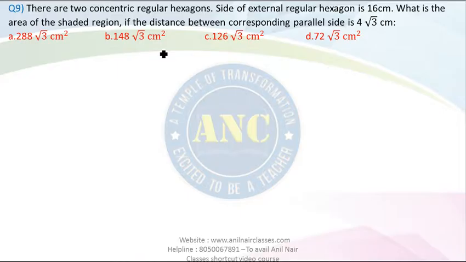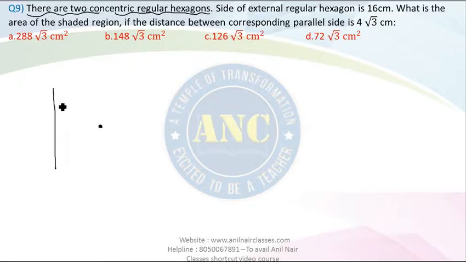Now see this question, sir. Again a very, very beautiful question. Listen to this question carefully. There are two concentric regular hexagons. Actually the diagram should be given for this question. I have deleted it because I will write it once again for you. Nothing to worry. There are two concentric regular hexagons. That means the regular hexagons will have the same center.